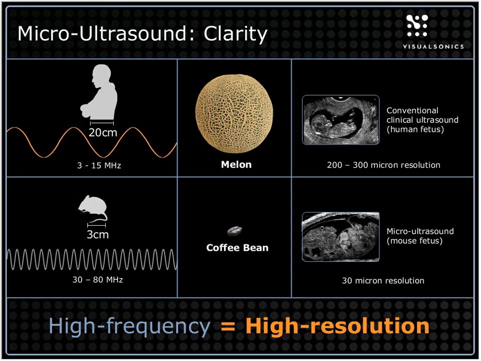And if you look at the picture on the right-hand side, these images actually look like they're the same resolution, but in the top image you're seeing a human fetus and in the bottom image you're seeing a mouse fetus. So you can really see the difference. You're looking at something quite large versus something that's very, very small, and you're getting very, very high resolution in that small object. So the short message here is high frequency equals high resolution.